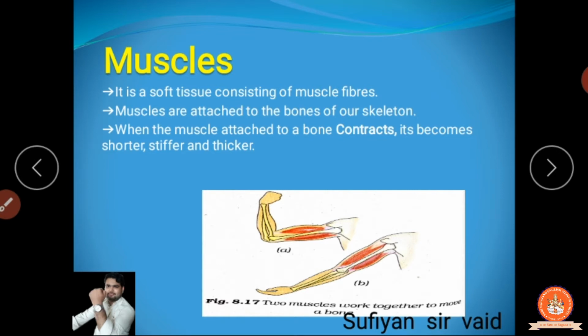Now what is muscle? Actually we know about it, but we are not able to understand what it is. हमें पता तो है लेकिन उसका जो आइडिया है किस तरह से वो वर्क कर रहा है वो हमें नहीं पता. तो चलो समझ लेते हैं उसे भी. It is soft tissue consisting of muscle fibers. Our body is made up of bones, and the bones are covered with muscles. With the use of muscles, the bone is moved.